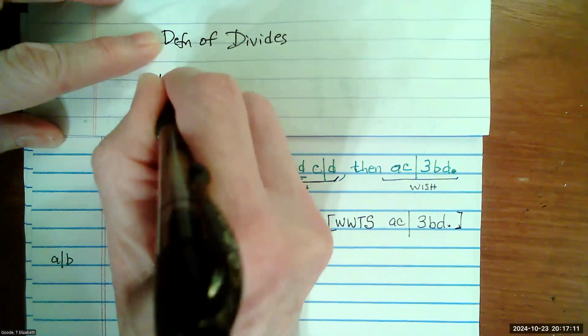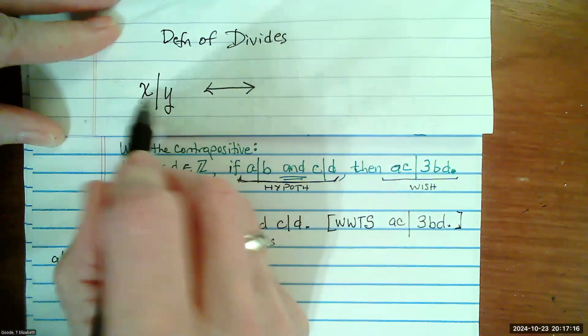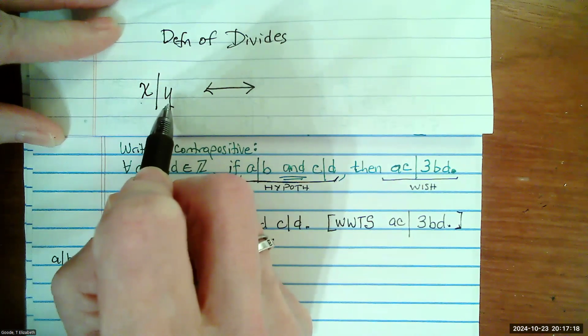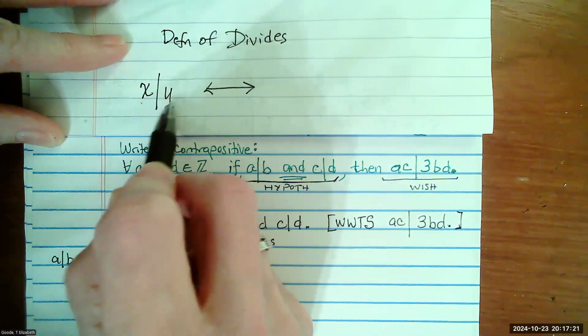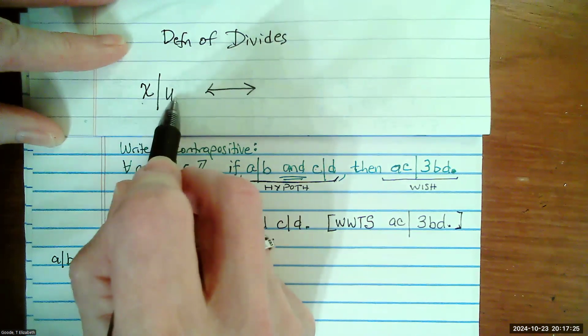So X divides Y means, all right, the way you can help yourself here, Kadja, is when you read this to yourself, you can say X divides into Y.